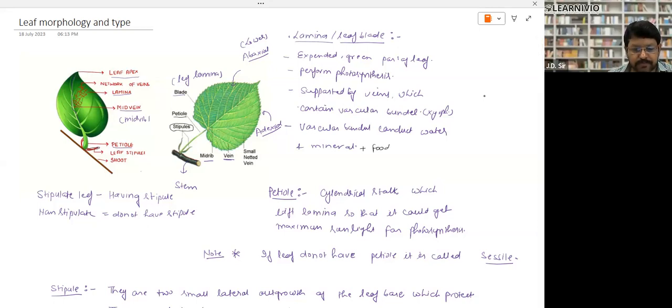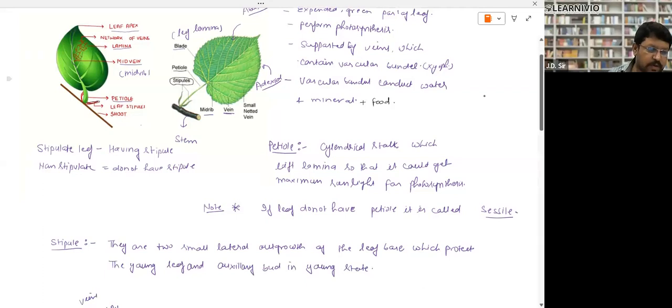Then look, leaf may be of two types: stipulate leaf and non-stipulate leaf. So stipule may or may not be present. What are the stipules? Stipules are small leaflet-like structures. They are found at the base of petiole, right? So if a stipule is present, we call it stipulate leaf. If a stipule is not present, we call it non-stipulate.